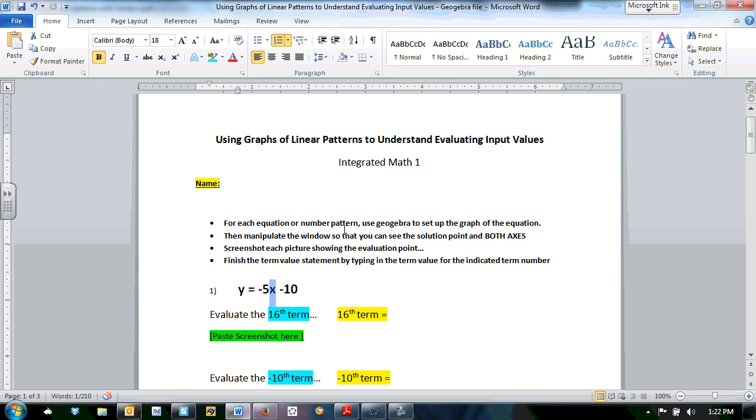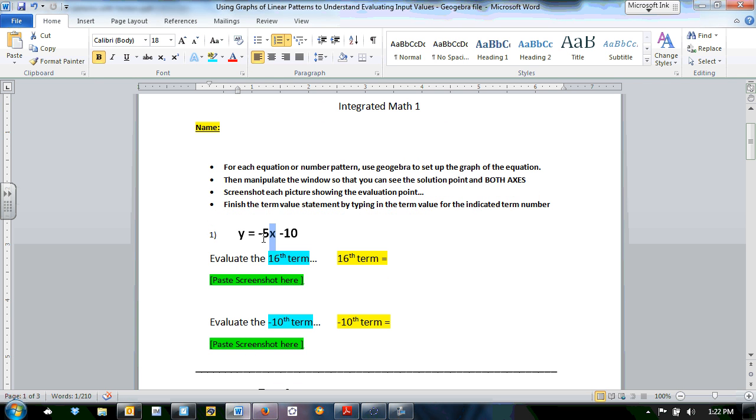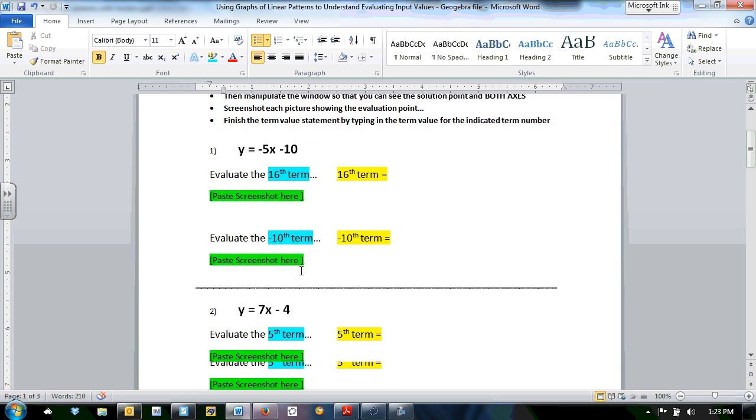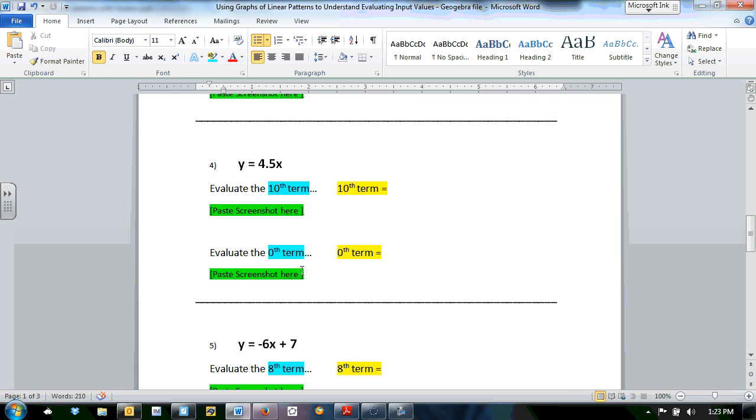So for each equation or number pattern, use GeoGebra to set up the graph for the equation. So like number 1, let's do this together. Then you're going to manipulate the window so that you can see the solution point and both axes on our window in GeoGebra. Take a screenshot of each picture showing the evaluation point, and then finish the term value statement, which is this highlighted one, by typing in the term value for the indicated term number. Okay, so each problem, there's 5 of them. They're each a different equation.